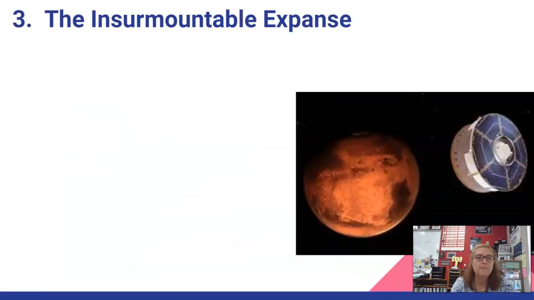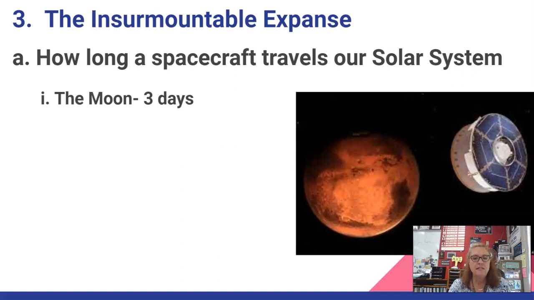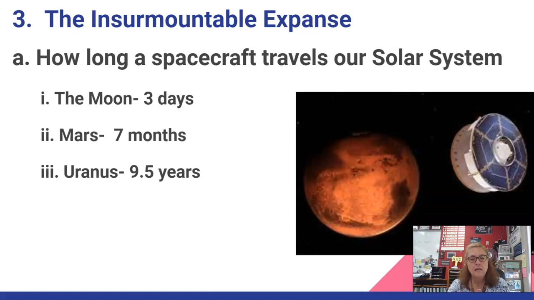So let's go to the next slide. So now we have the insurmountable expanse, and we briefly talked about this when we started our whole astronomy class. So how long does it take a spacecraft to travel our solar system? This is a spacecraft, not the Voyager. To the moon it took 3 days. If I took that same spacecraft from Earth to Mars, 7 months. And let's get crazy, if I want to go from here to the planet Uranus, 9.5 years.